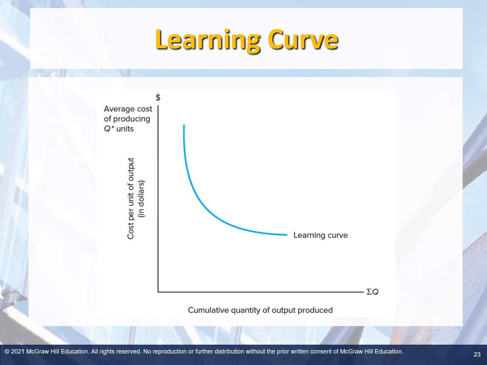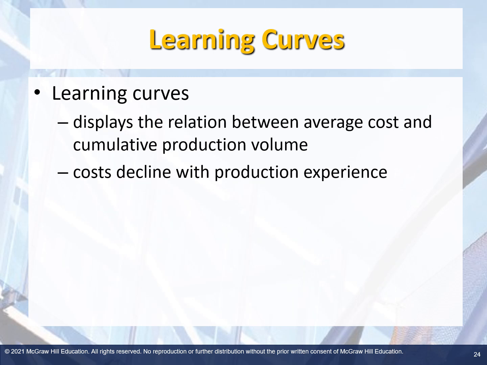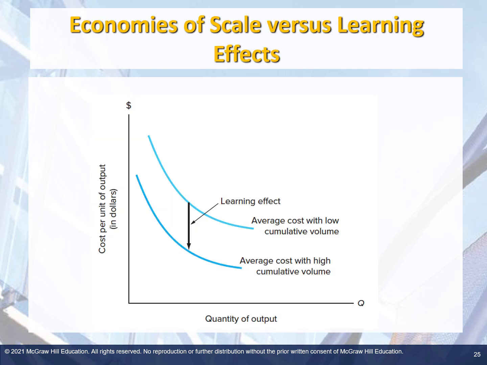Learning curves show how experience reduces costs. For example, in manufacturing, workers get better and faster. Materials are used more efficiently and waste goes down. Learning curves display the relation between average cost and cumulative production volume. Costs decline with production experience.